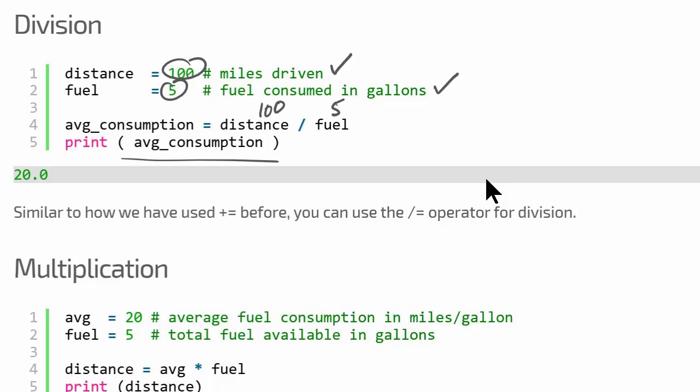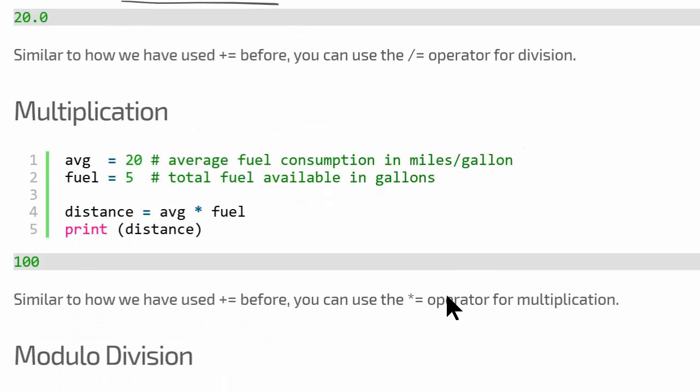So that's the division. And similarly, you have the multiplication. So these are the simplest of the operators. We have talked about plus, minus, divided by, and then multiplication. And similarly, the parallel operators for these, when you want to do the shortcut, are plus equals, minus equals, slash equals, star equals. Right? These are the simplest operators.